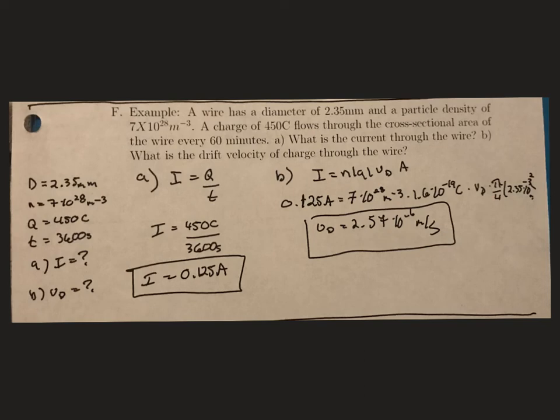So I plugged in our 2.35 times 10 to the minus 3, to convert those millimeters into meters, and then we're squaring that. So we end up with a drift velocity of 2.57 times 10 to the minus 6 meters per second. And so you'll notice drift velocities are relatively slow.